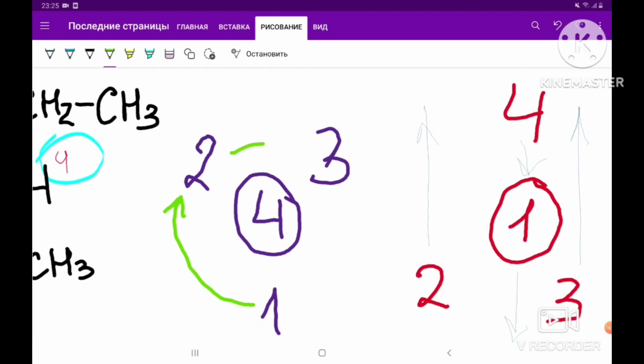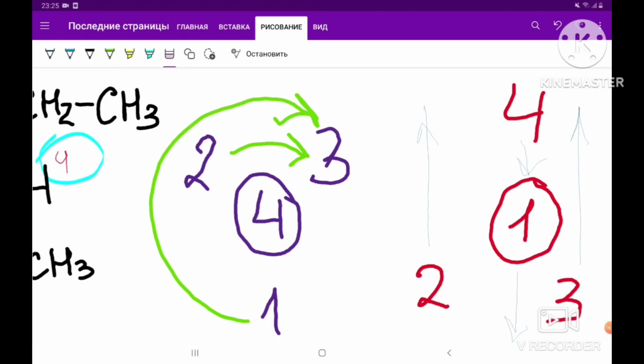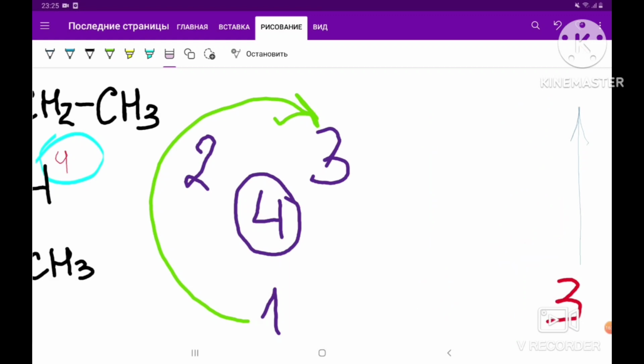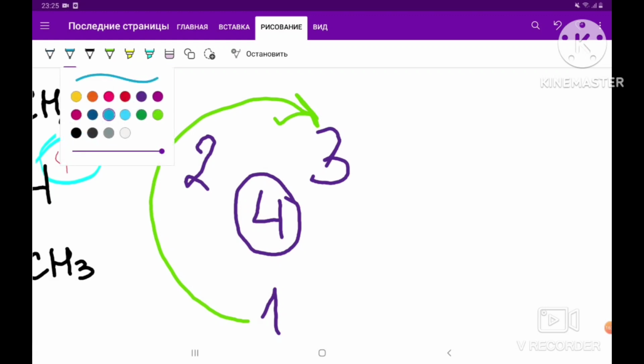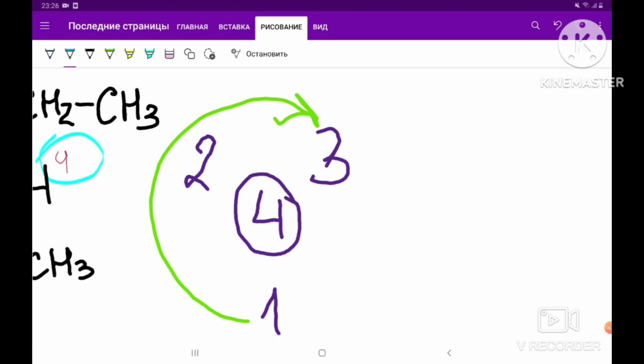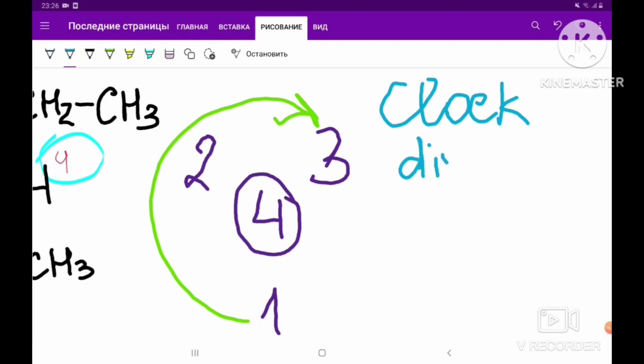And then you will draw the arrow showing the direction of 1, 2, 3. It goes to the right, so it's clockwise, it rotates in the clock direction. That will be our configuration. And let's write the name.